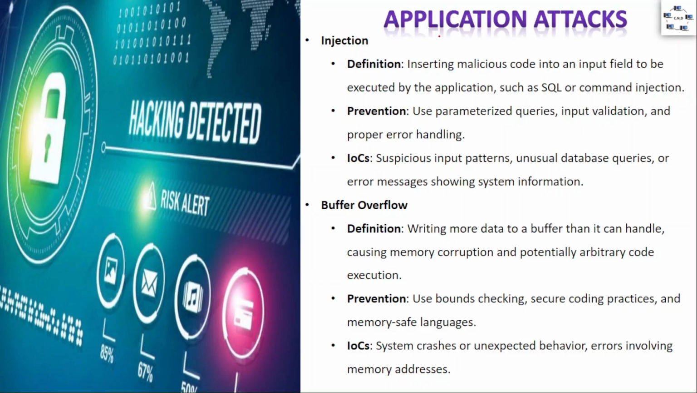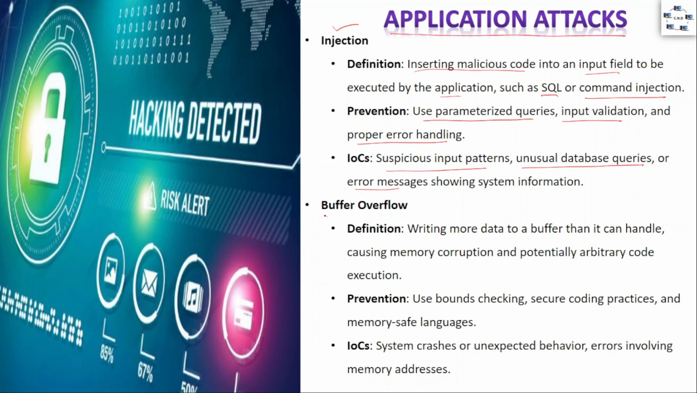So now some application attacks. And the first one is injection. So it is inserting malicious code into an input field to be executed by the application, such as SQL or command injection. Prevention include using parameterized queries, input validation, and proper error handling. Indicators of compromises include suspicious input patterns, unusual database queries, and or error messages showing system information.